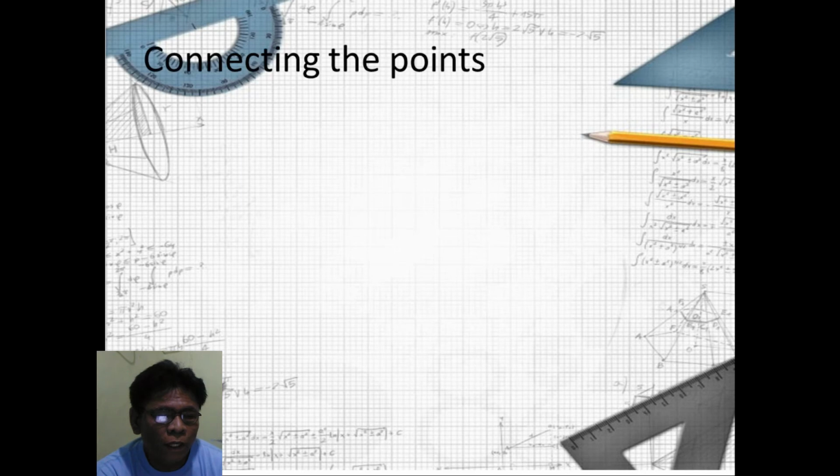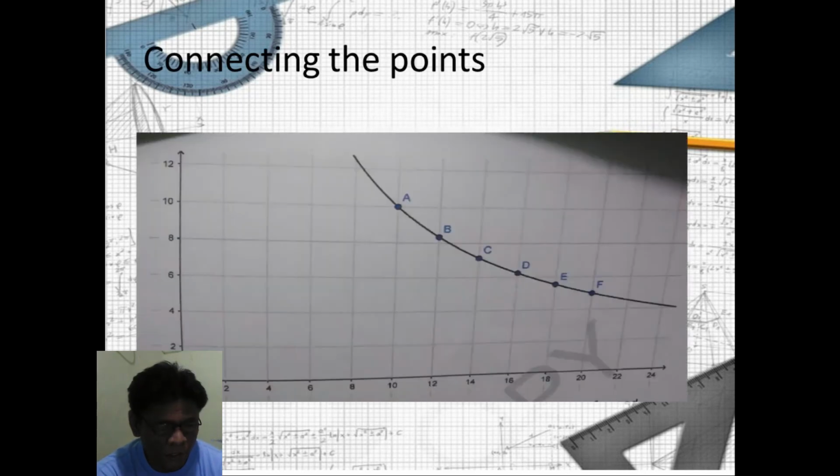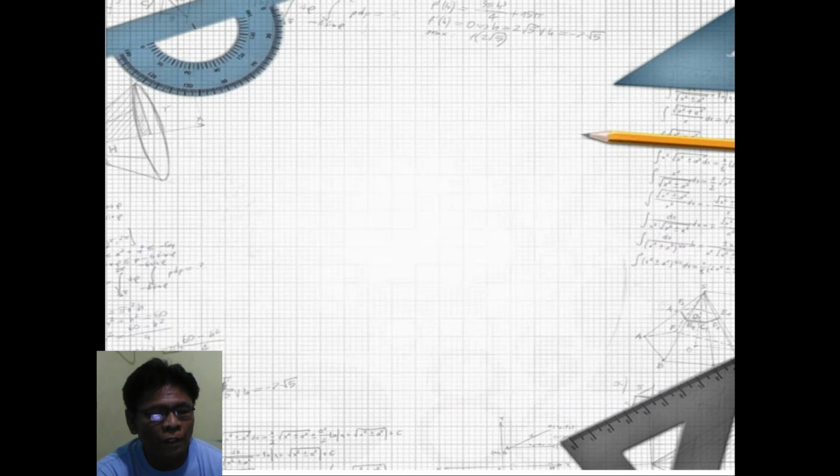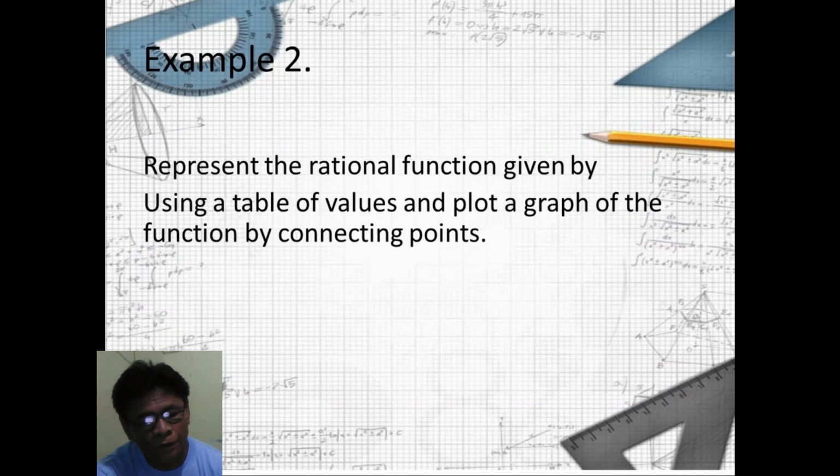Then we connect all the points. So this is now our graph. The graph is a smooth curve, meaning the graph of the rational function is a curve.